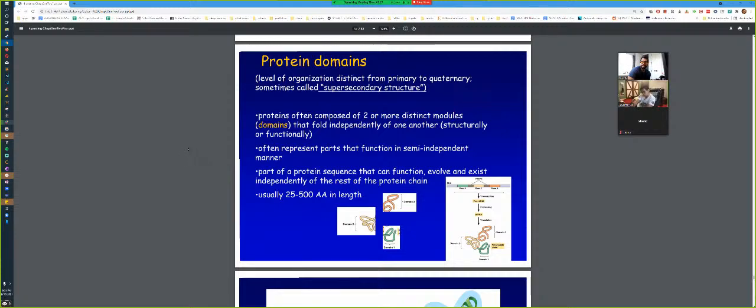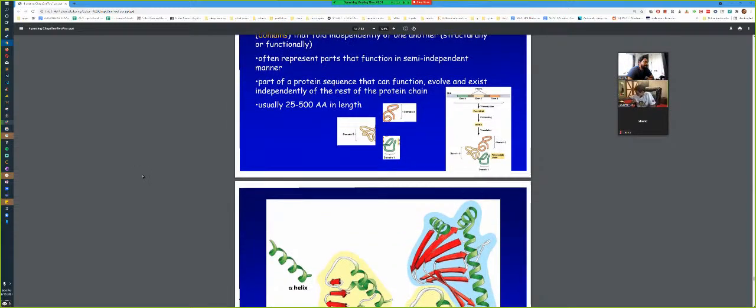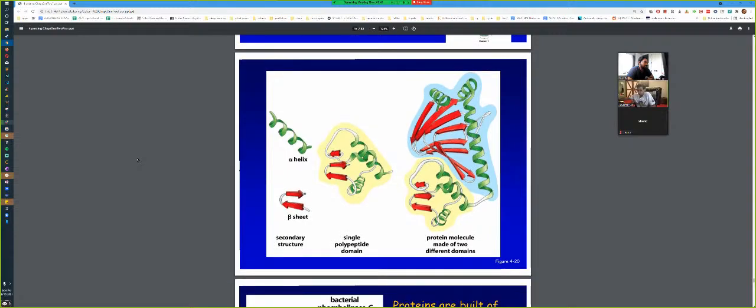Now there's something called protein domains. Essentially, they have different, independent functions. Usually for an enzyme, you could say this domain is where the active site is, where the substrate binds.